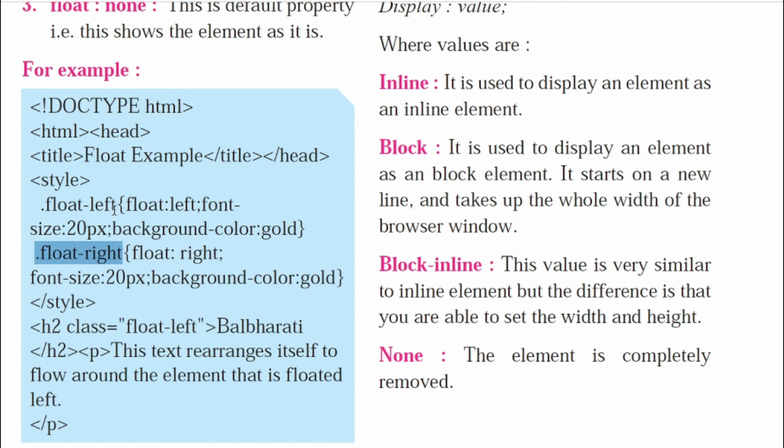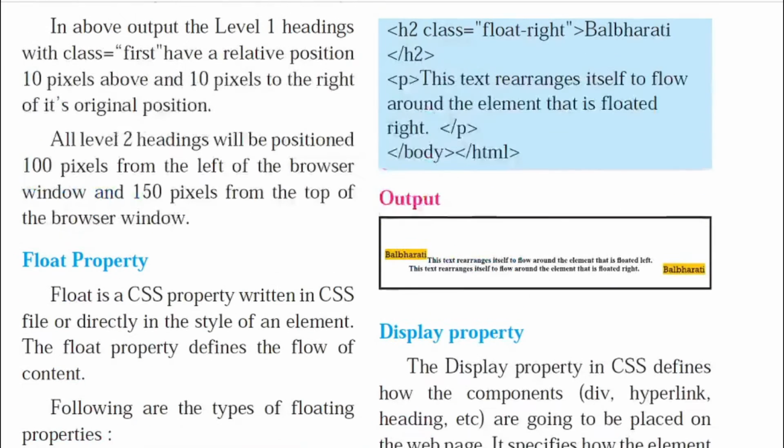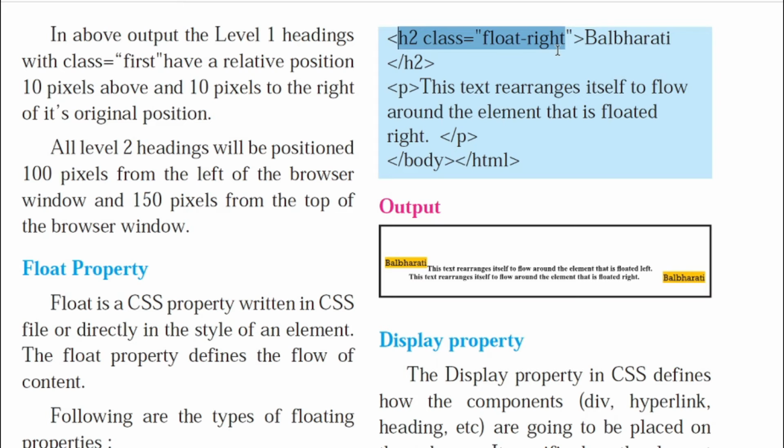You can see, my dear students, for float left we have created a class and made some declarations: background color gold, size 20 pixels, float left. Similarly, for float right we have put the same thing, the only difference being that it will be on the right hand side. We have closed the style and we have used these classes which we created with the headings, that is h2 class float left, then we have put the h2. Similarly, we have also used the other one with float right. So both the classes are used, and when we check the output, my dear students, here you can see one heading on the left hand side and the other on the right hand side. This is defining the flow of the content using the float property.